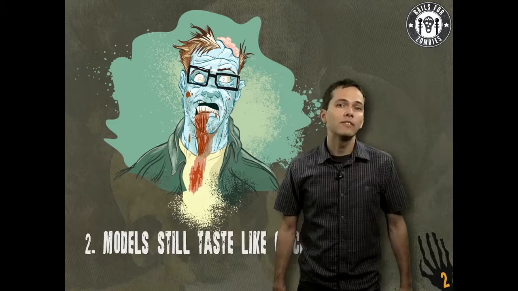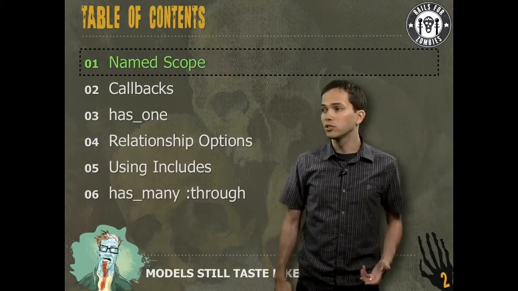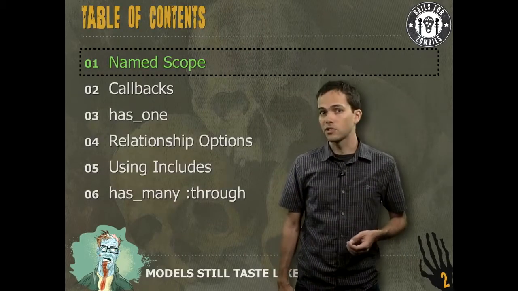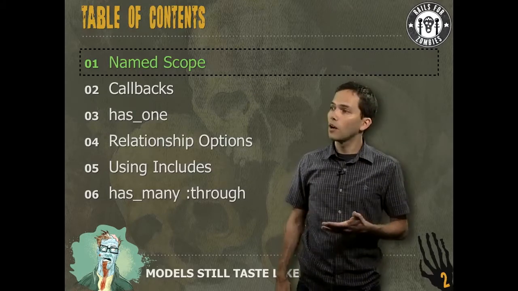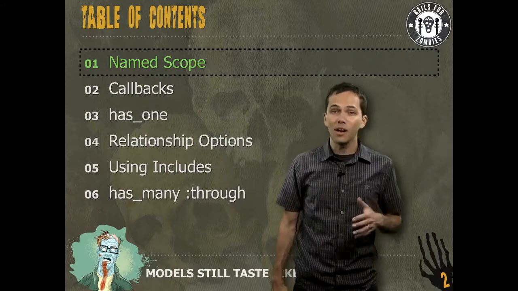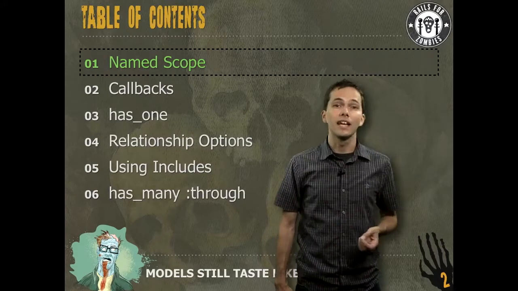Good job getting through all the level 1 challenges, and now we're on to level 2, models still taste like chicken. So we're going to be going through some model best practices, starting with name scope, callbacks, some new relationship options, includes, and then finally has many through.